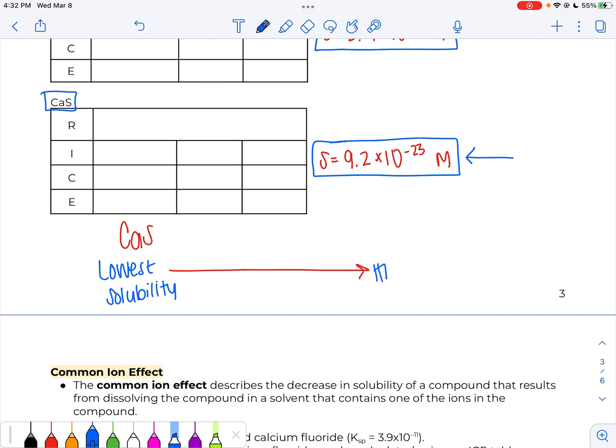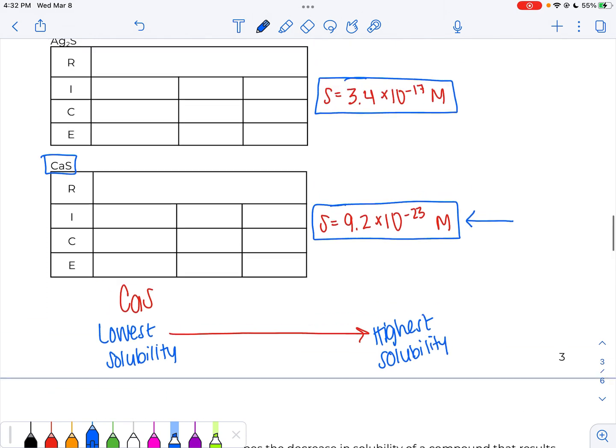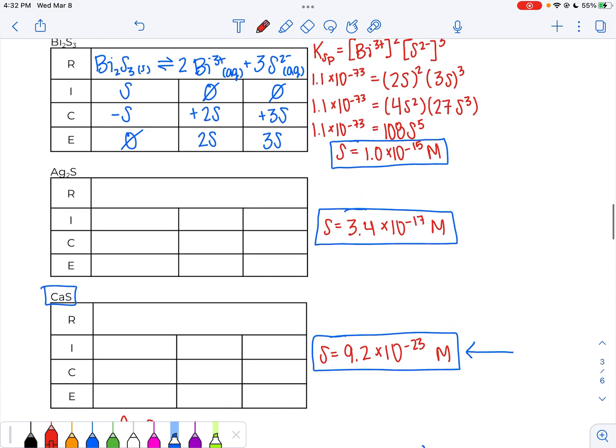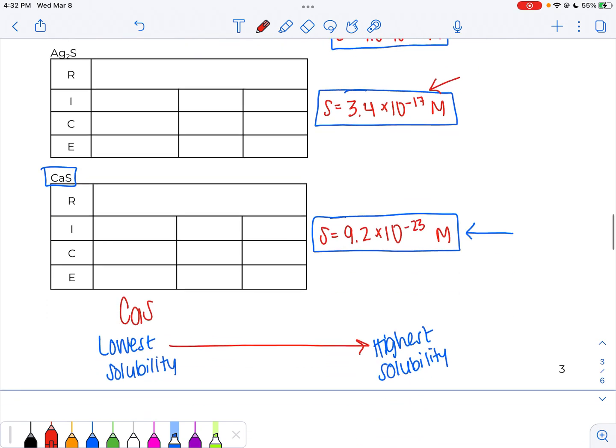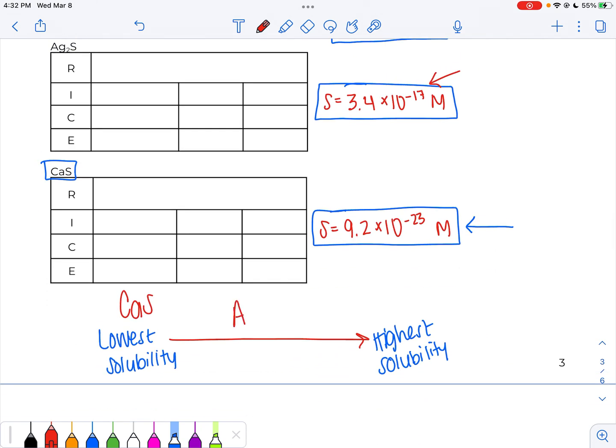All right, going from lowest to highest, what's the next number that you see? Hopefully you said silver sulfide. Silver sulfide's 10 to the negative 17th. That's the next smallest number. So silver sulfide is going to be our middle of the road solubility, which means that bismuth sulfide, Bi2S3, is going to have our highest solubility.